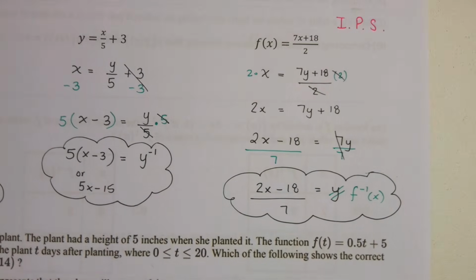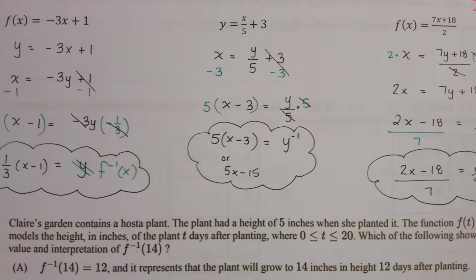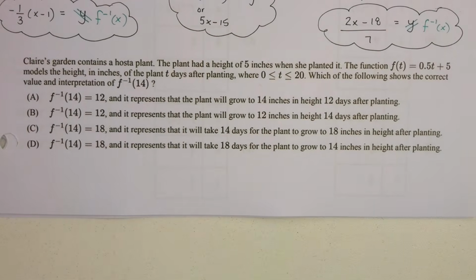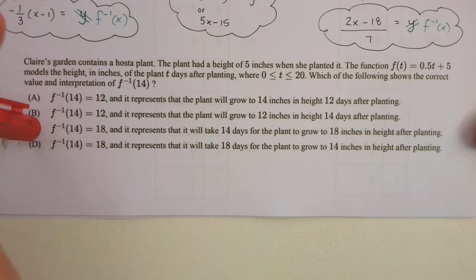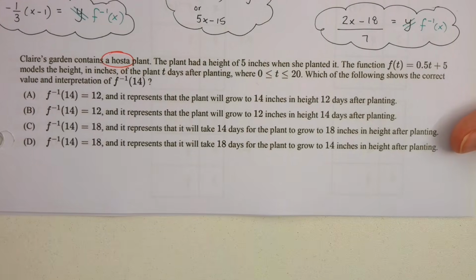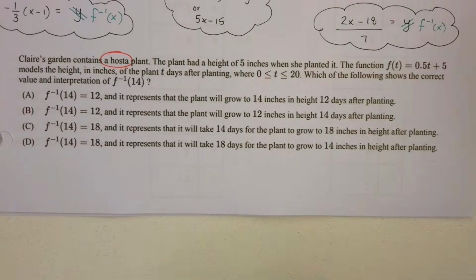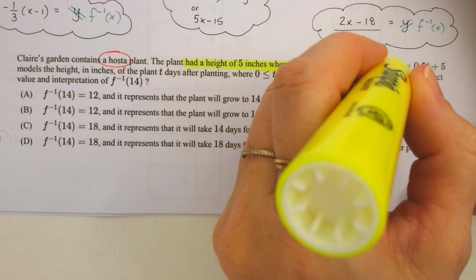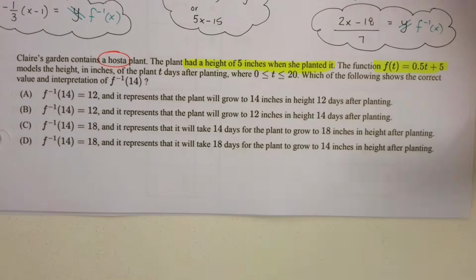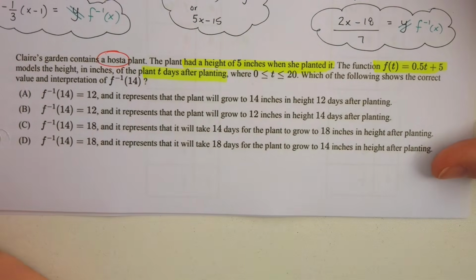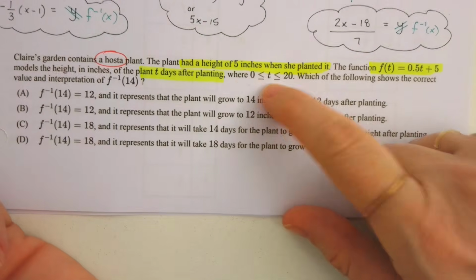A word problem. Yay, what should we do? Annotate. Hashtag, what are we trying to find? Let's read it. Claire's garden contains a hosta plant. Anyone know what a hosta plant is? Does it matter? Doesn't even matter. The plant has a height of 5 inches when she planted it. Okay, the function f of t equals 0.5t plus 5 models the height in inches of the plant t days after planting, where the time is in between 0 and 20.